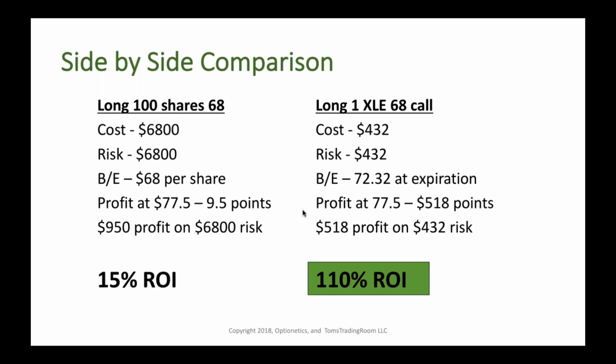You also have profit potential. So we discussed the risk. What if I'm wrong and what if I'm right? Well, let's take a look at 77.5. That's right between 75 and 80. At 77.5, you'd have had 9.5 points if you were the stock buyer. That would have come out to about a $950 profit on $6,800 risk, or a 15% return on investment.